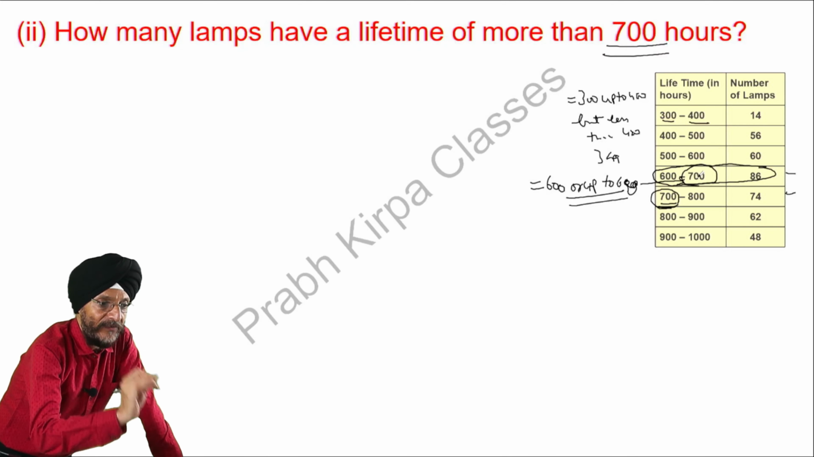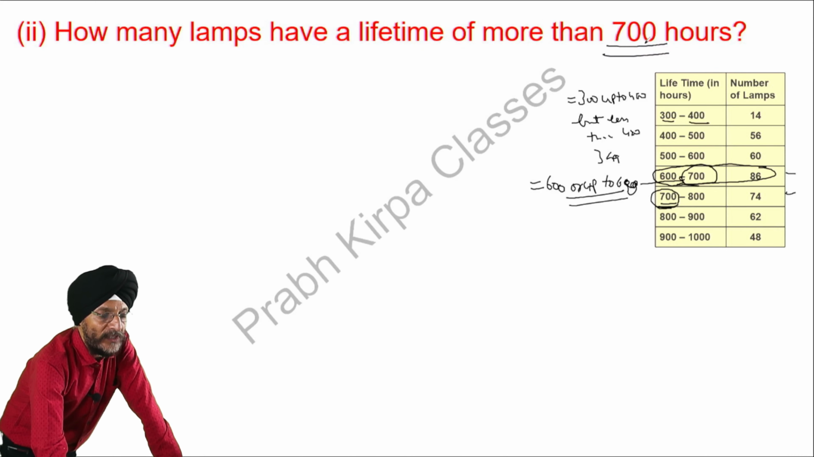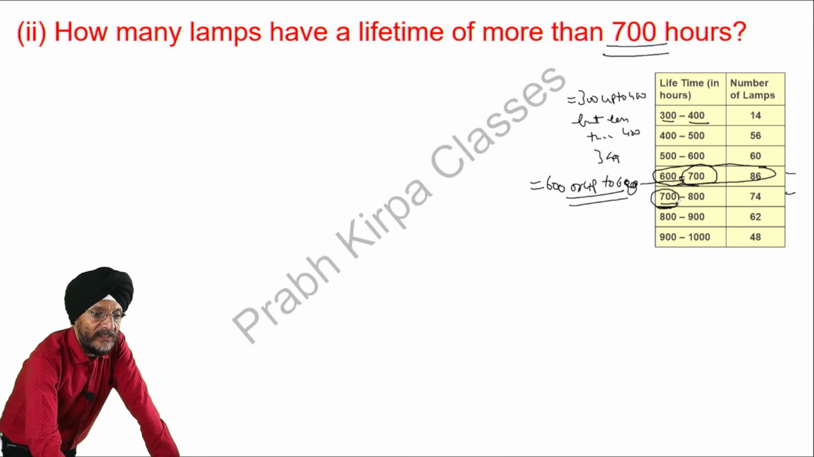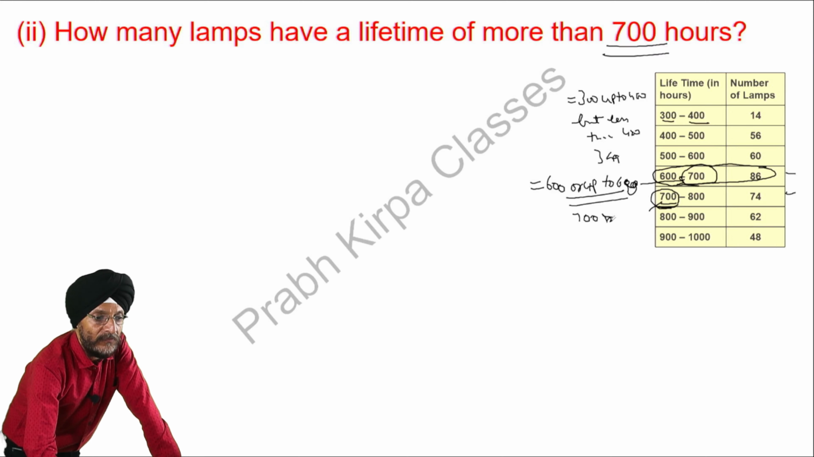So the lamps which have a lifetime of more than 700 means that we have to start from here. What is the meaning of this? That is, all the lamps which have the lifetime of 700 or more than that.